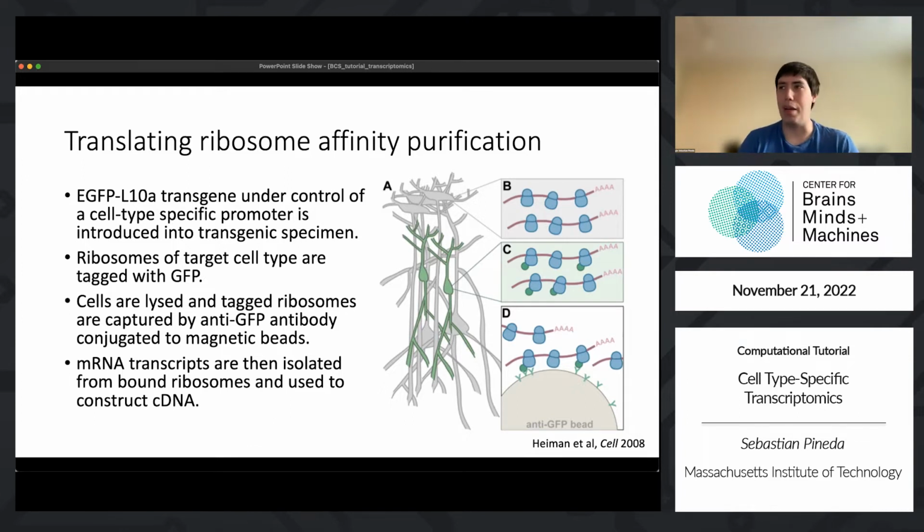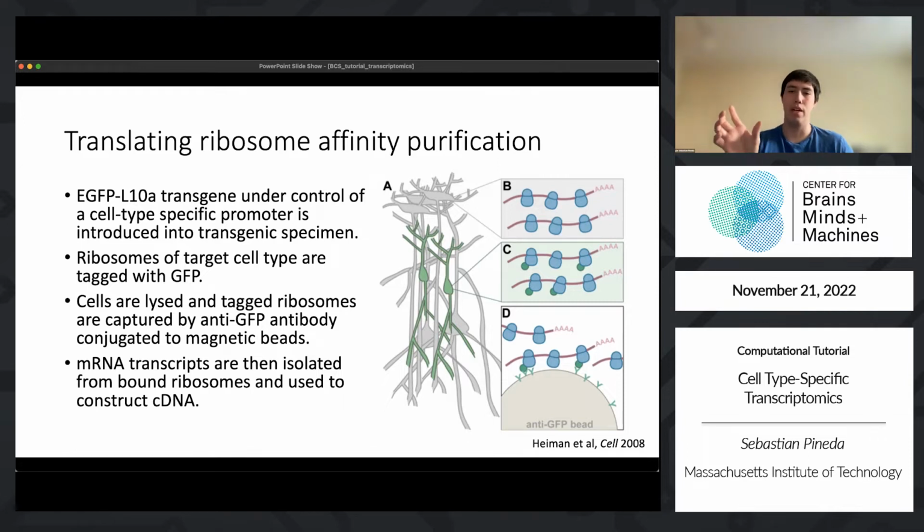So TRAP was a game changer because it was the first method, back in 2008, that allowed for really accurate cell type specific targeting, isolating and sequencing the transcriptome of one very particular, well-defined cell population. The way TRAP works is you have some transgenic animal like a mouse, and you introduce a transgene containing an EGFP-L10a fusion protein. This is driven by a cell type specific promoter.